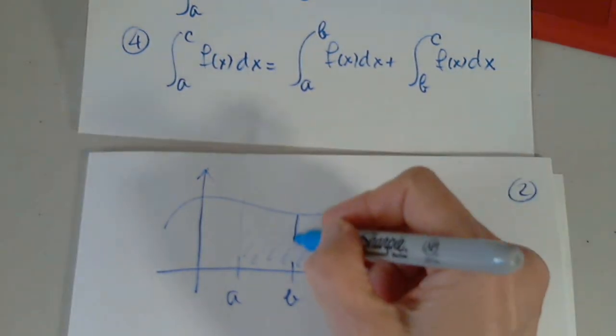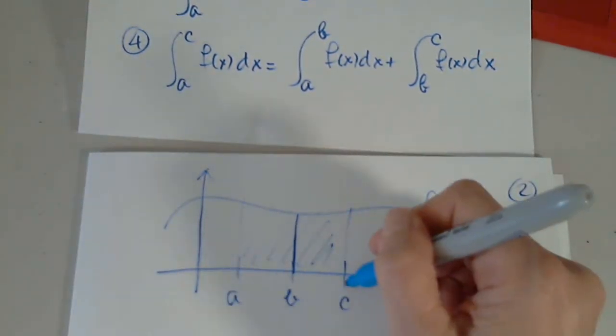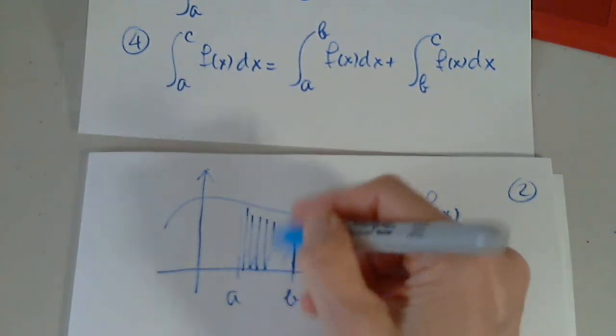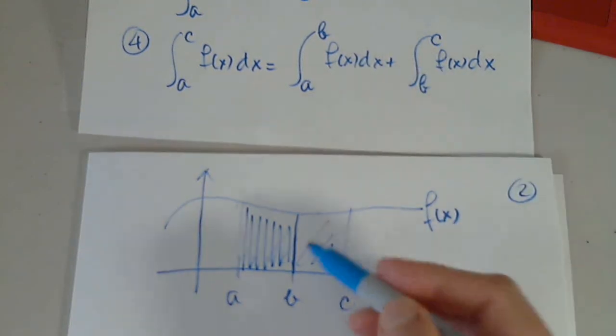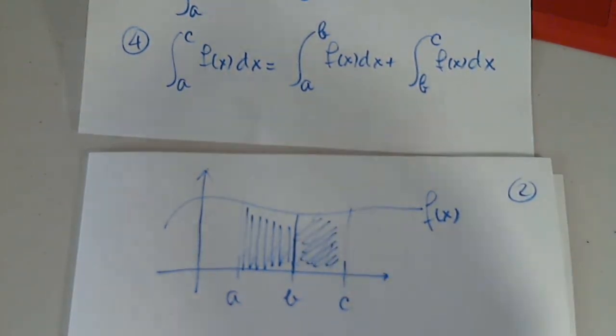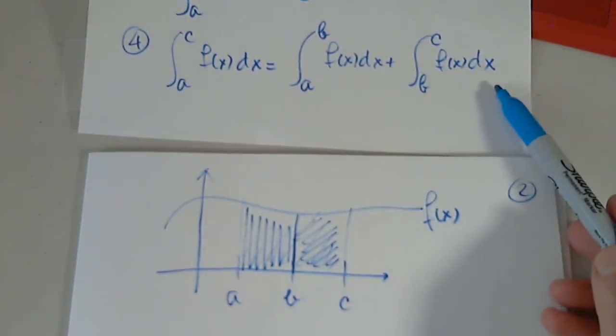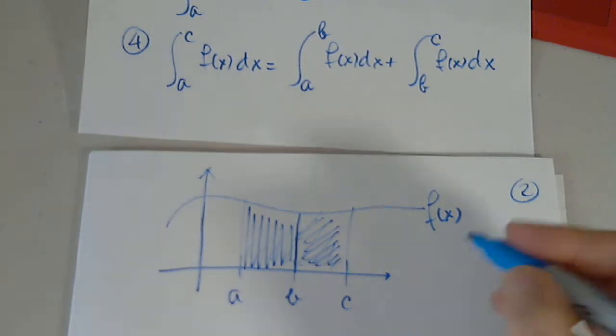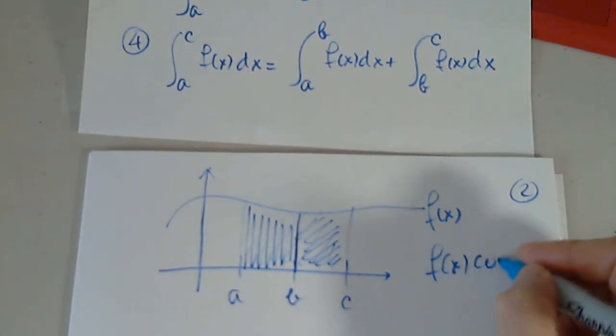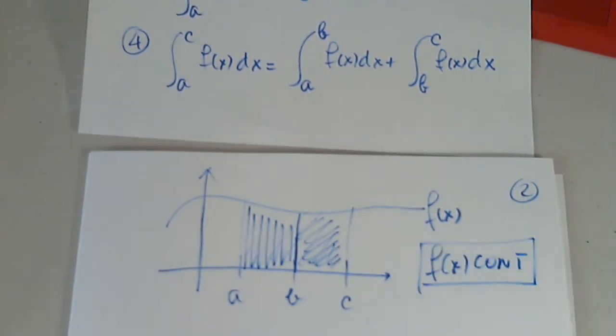But it's the same if I break it anywhere, not necessarily in the middle, just anywhere you want: this area, which is the integral from a to b of f of x dx, plus this area, which is the integral from b to c of f of x dx. So in other words, I can break it up anywhere. All these properties assume that the function is continuous on the given interval.